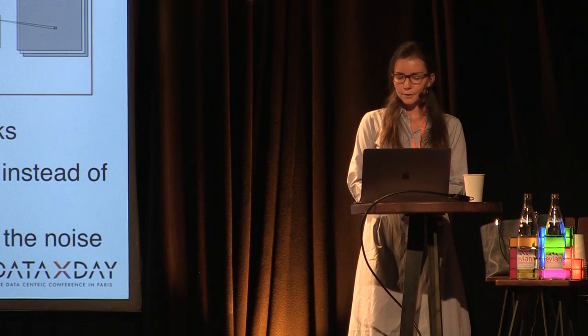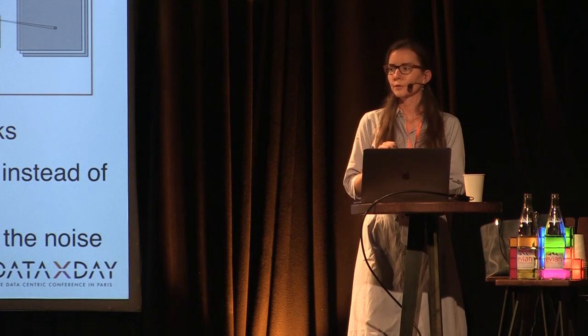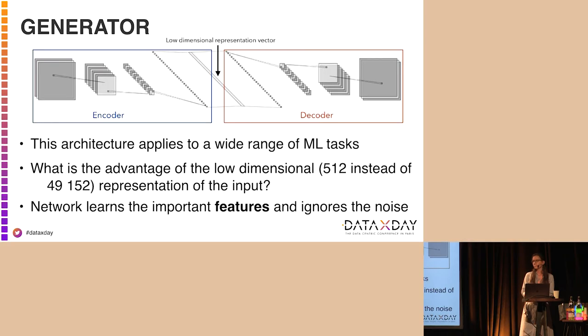Now, what is the advantage of having this low-dimensional bottleneck in the middle? So in the process of analyzing the face and then reconstructing it later, the network learns the important features of the face, and it learns how to ignore all the noise that doesn't really matter for its purposes.